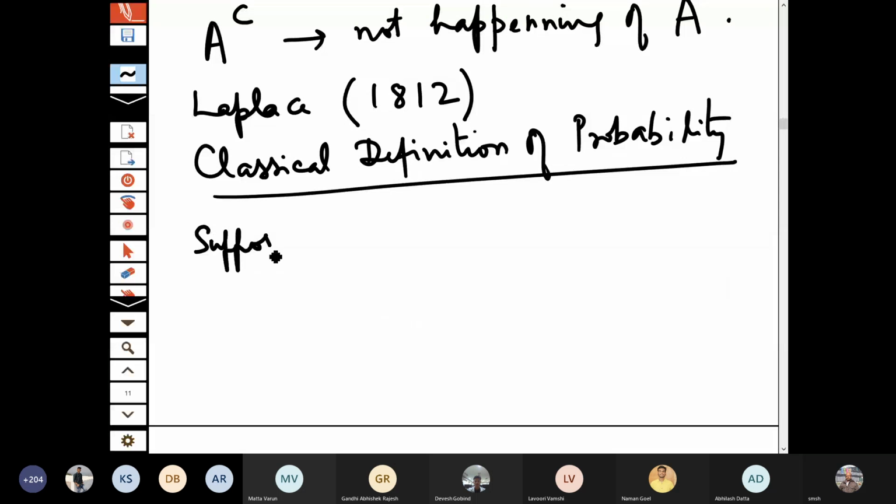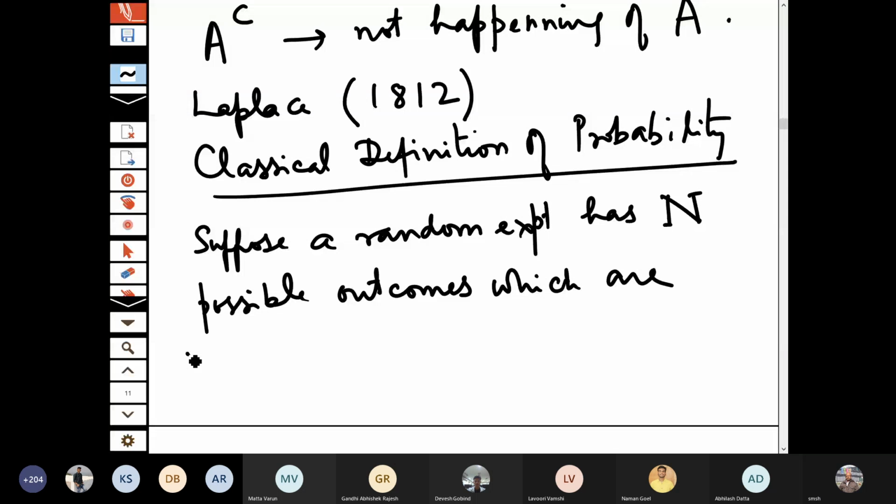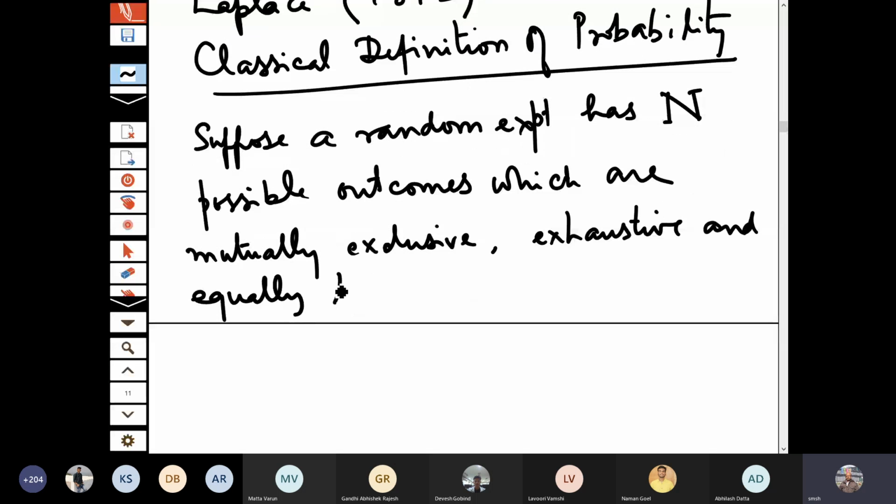Suppose a random experiment has n possible outcomes which are mutually exclusive, exhaustive, and equally likely. So for example, in the tossing of a dice, we have 6 possible outcomes.